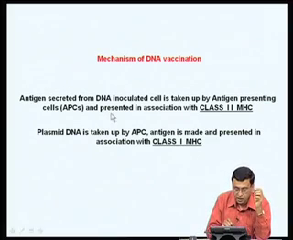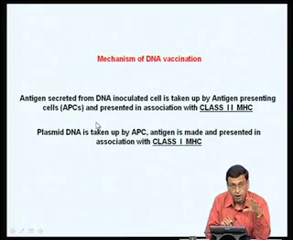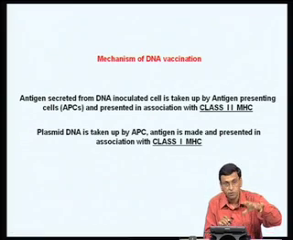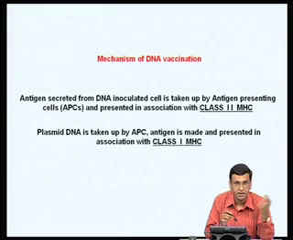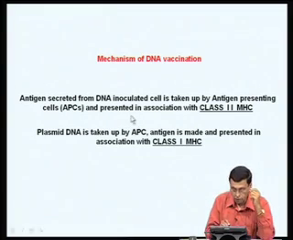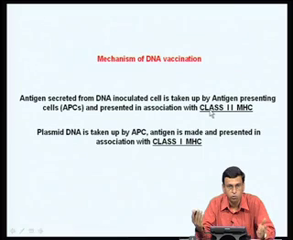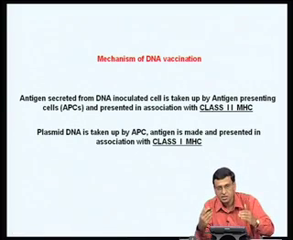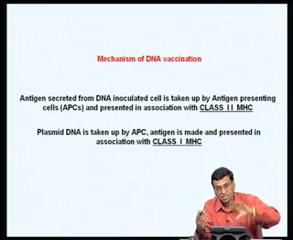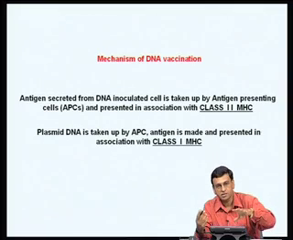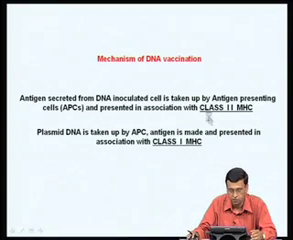So, what is the mechanism of DNA vaccination? The antigen that is secreted from the DNA inoculated cells is being taken up by the antigen presenting cells, or the antigen presenting cells are directly getting transfected with the plasmid DNA, because they can directly take up the plasmid DNA by phagocytosis or any other mechanism, and when they present in association with class 1 or class 2 MHC, then you get a very potent immune response. So, it is not directly the muscle cells that are responsible for this potent immune response, but it is the cross priming. It is the expression of this foreign antigen by the antigen presenting cells that is responsible for this potent immune response generated by DNA vaccination.